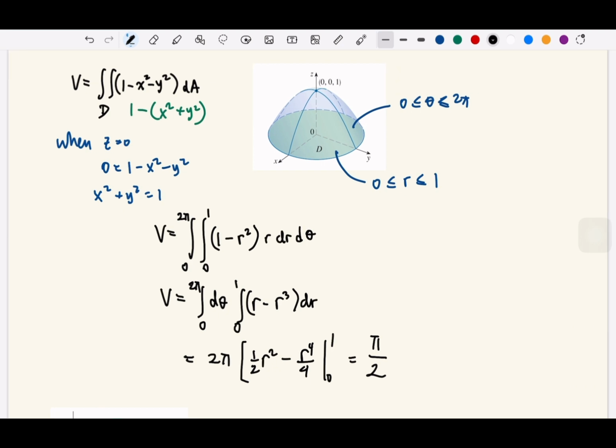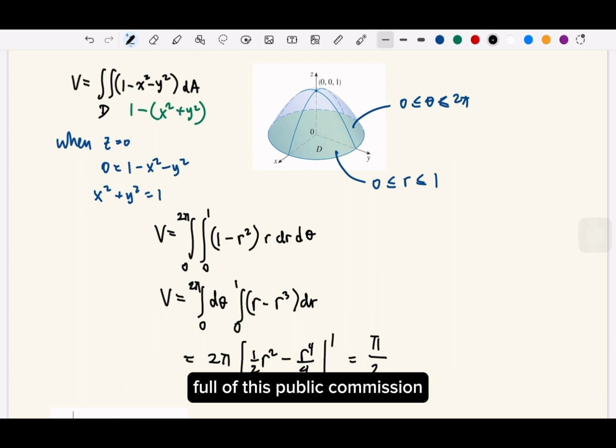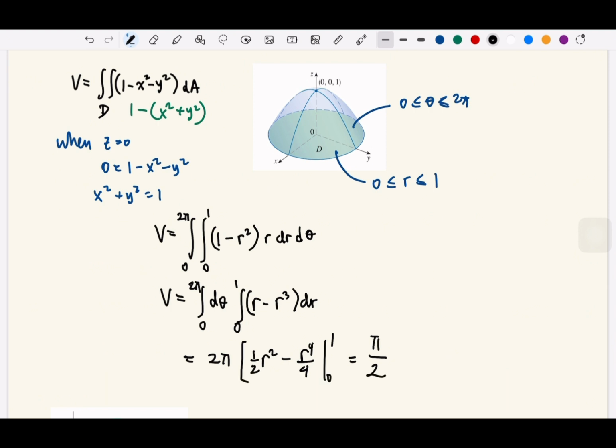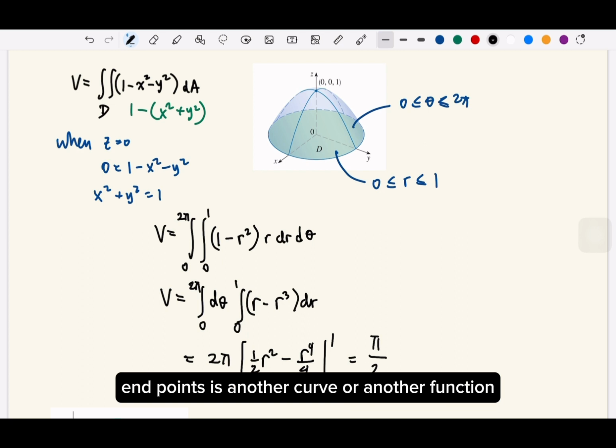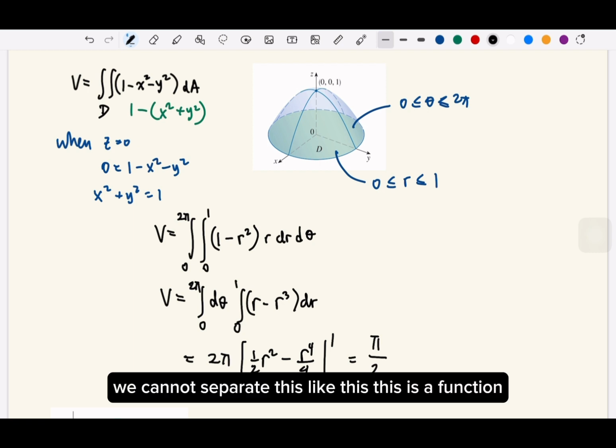So I think for endpoints that are constants, the calculation of this double integration is not really complicated. Well, if the endpoint is another curve or another function, then some complication will happen, and we cannot separate the integral like this if the limit is a function.